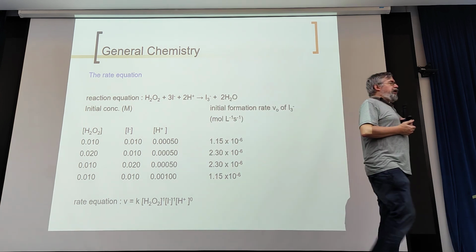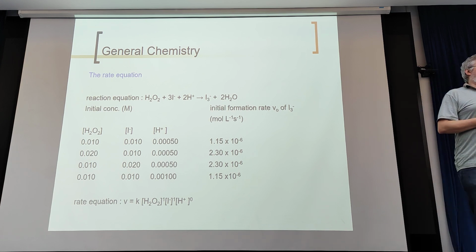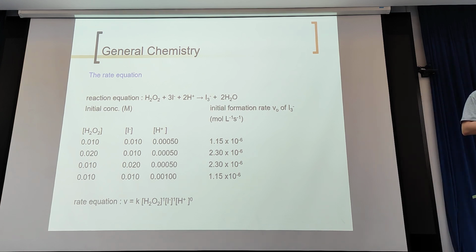So now, what can we conclude from this? Well, you cannot always know which reagents are going to be important for the rates. Here, apparently acid is not important, even though we see acid in our reaction equation.